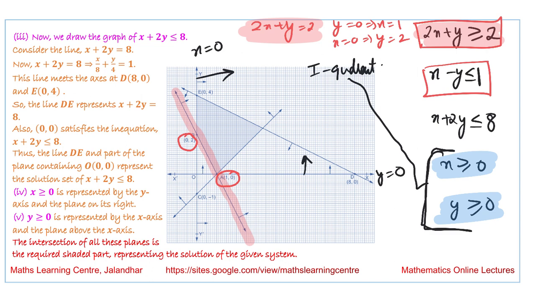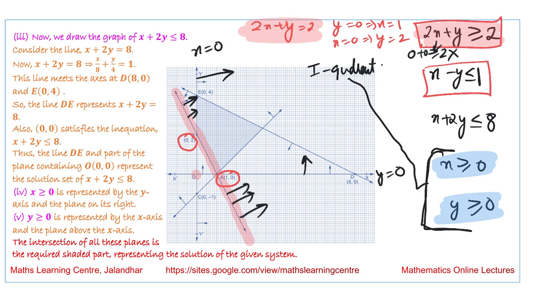And if we substitute the point 0 0 in this equation, we have 0 plus 0 is greater than or equal to 2. It is not satisfied. So it means we are talking about the portion above this line.